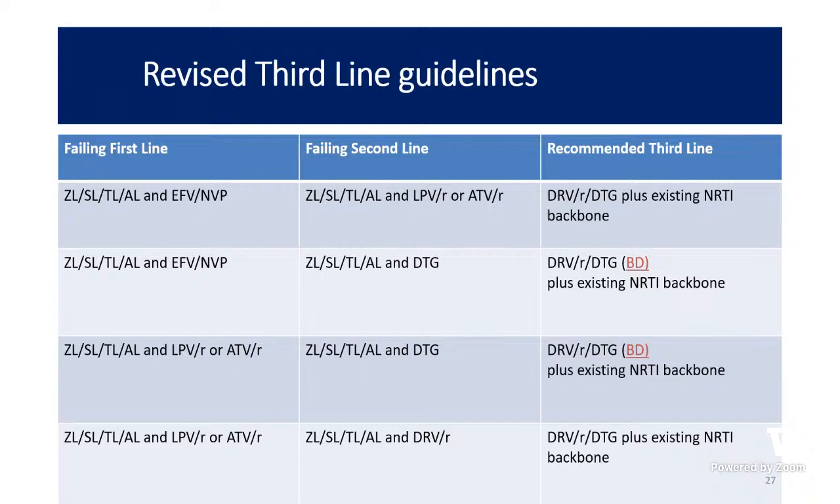Because I said, going back to my graph, that the PIs have a very high genetic barrier. Even after a few mutations, they still keep on working. So we can continue with darunavir even if it shows some amount of failure. And dolutegravir is the magical drug which will suppress the viral load in such a fast and speedy manner that even if the darunavir is only partially acting, it will still suppress the viral load in the patient's third line regimen.